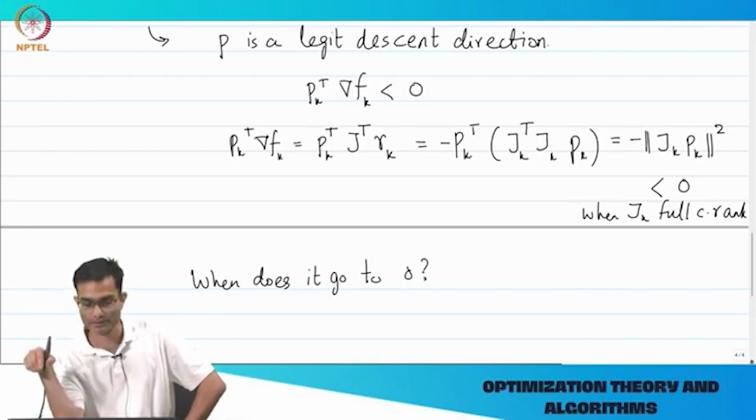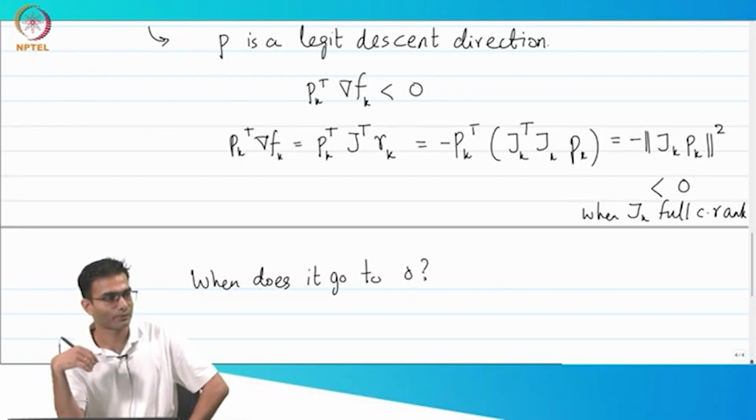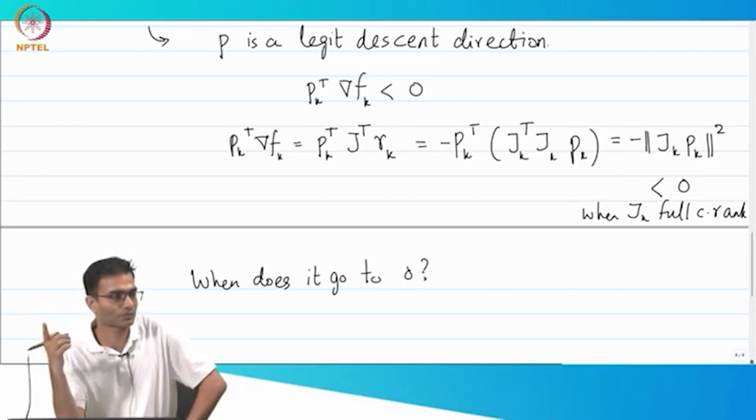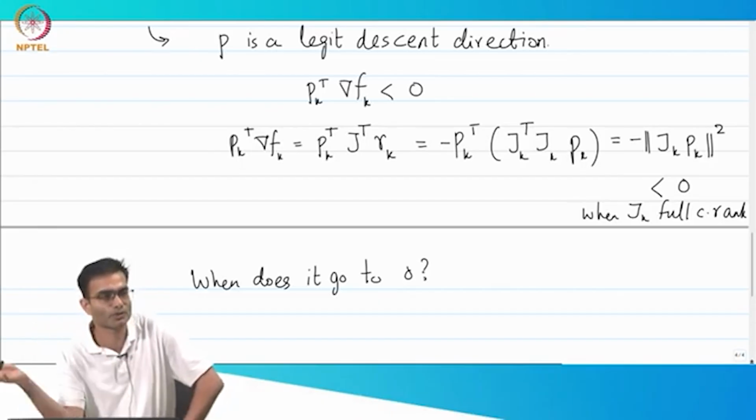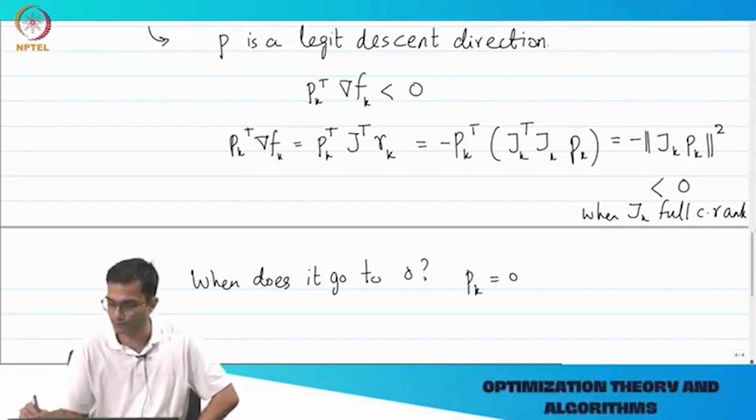When can this expression actually go to 0? One step before that, J_k is full column rank, so obviously it cannot be 0. So what is the option? P_k has to be 0. So, the only condition is P_k going to 0.